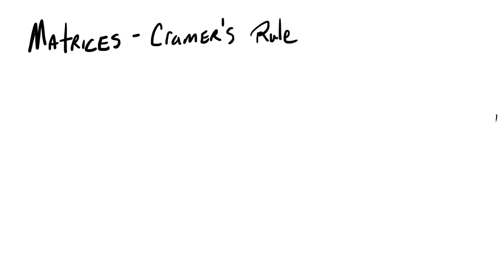Hey guys, tonight we're going to work with matrices, and this time we're going to work with something called Cramer's rule. What Cramer's rule does is let us solve for the variables, instead of doing all that stuff we were doing in class, the row reduction and all that. So let's just solve for the variables, and this is what Cramer's rule does.